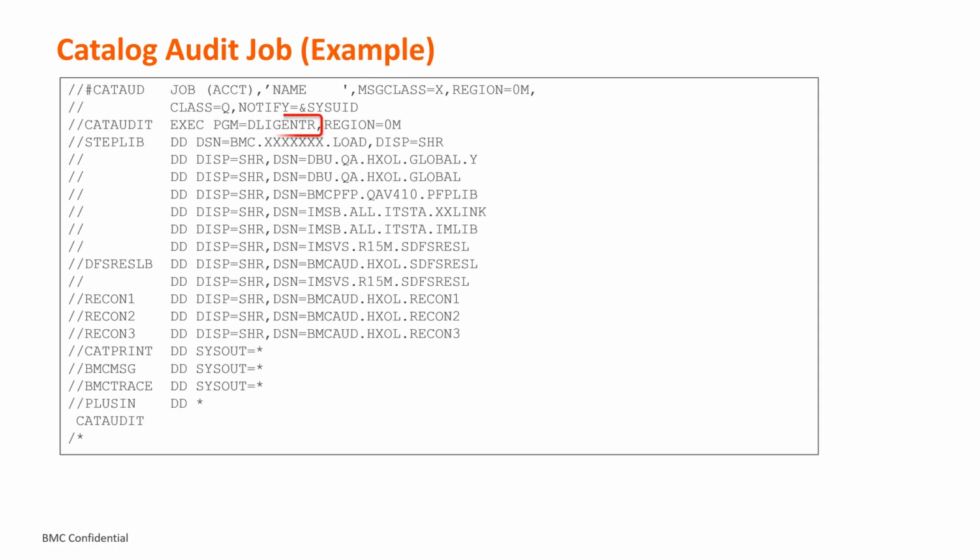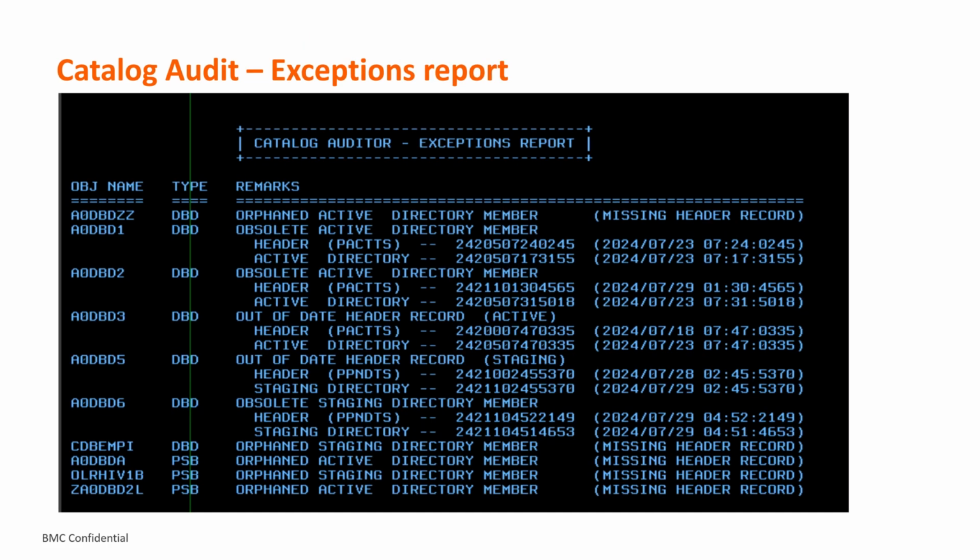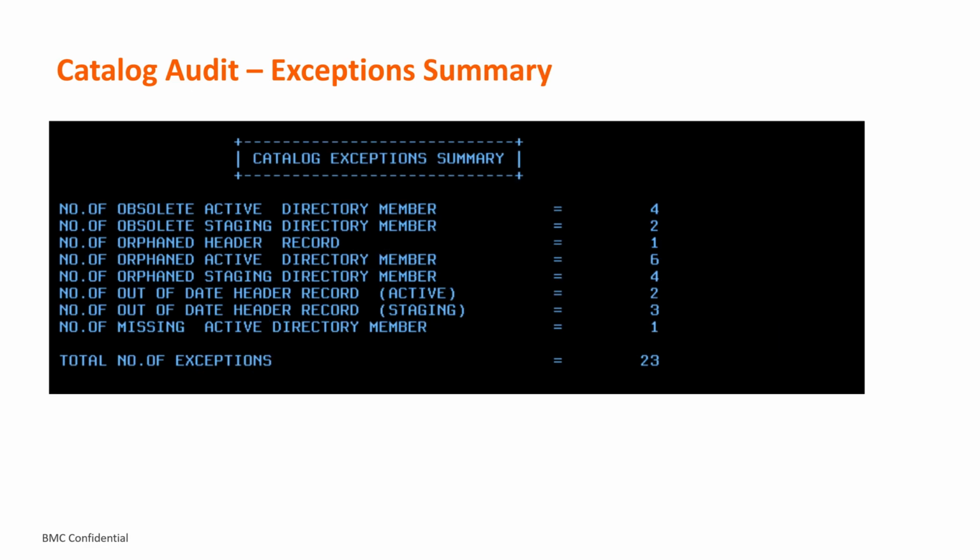This is a sample catalog audit batch job with CATPRINT DD name and CAT AUDIT command. This is a sample exceptions report with exceptions messages printed. This is a sample exceptions summary report with exceptions counts printed.